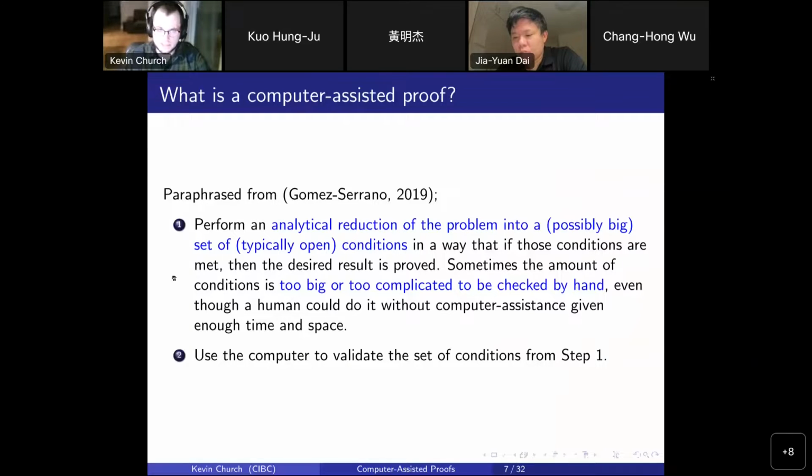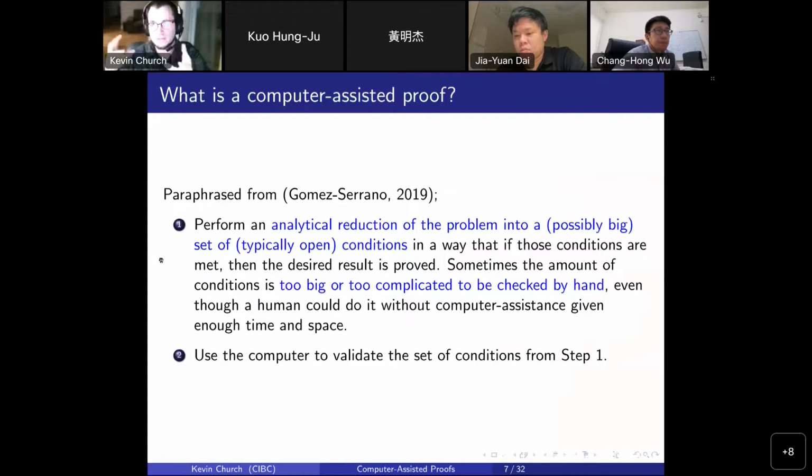And the main ideas, or points, which I've highlighted in blue here, are that for the first step, you would perform an analytical reduction of the problem into a possibly large set of open conditions. This emphasizes that in a computer-assisted proof, often the problem that you are trying to solve might not be the problem that you're going to end up proving in the end with a computer. It might be a transformed problem that's in some way equivalent. There is typically a lot of analysis or intuition into the problem that informs how the proof should be set up. And that's how it is in mathematics anyway.